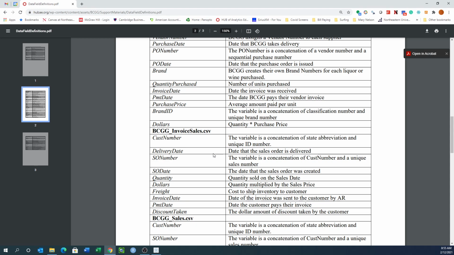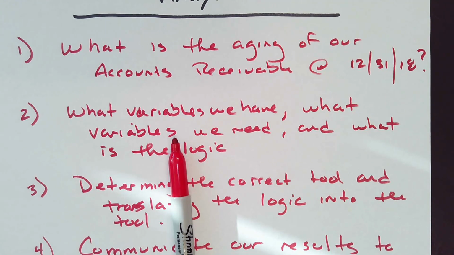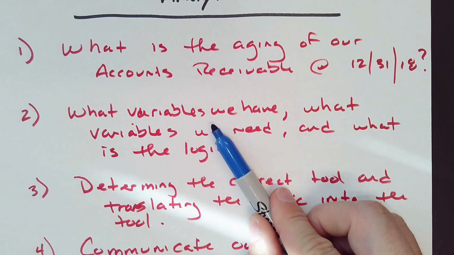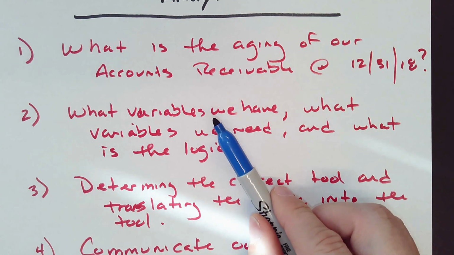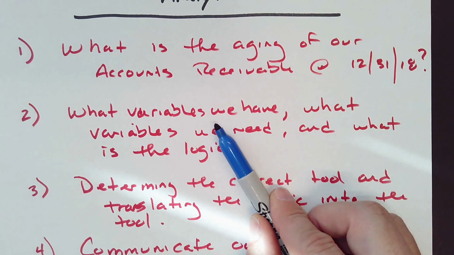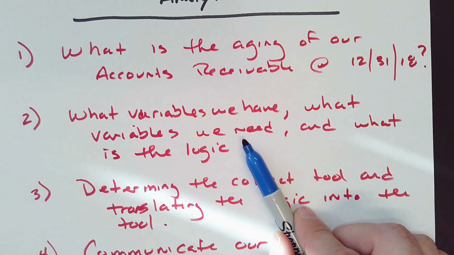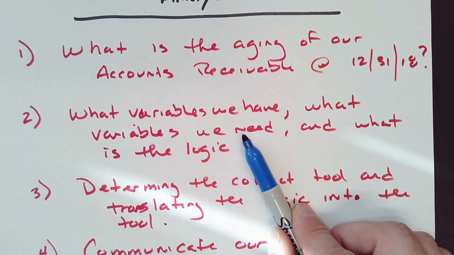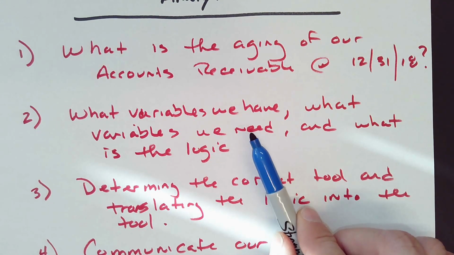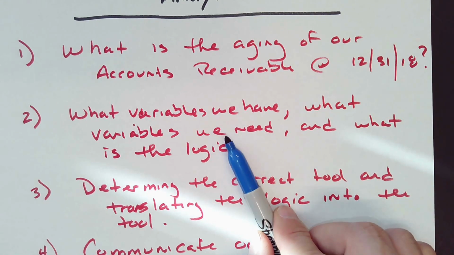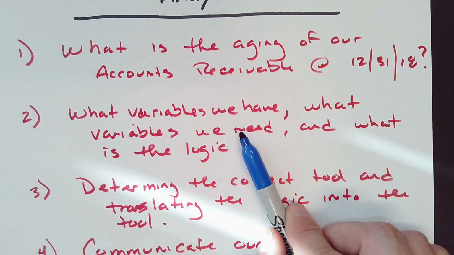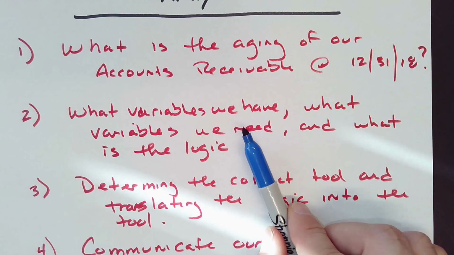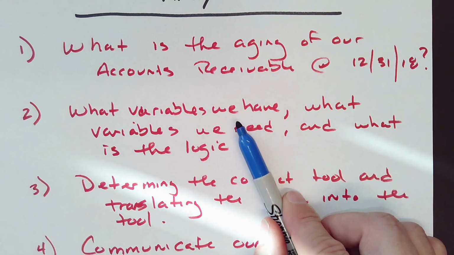So it looks like the variables that we have in this case are freight, dollars, payment date, invoice date, customer, and delivery date. Variables that we're going to need is, well, a new variable that adds freight and dollars together. So total amount owed is going to be a variable we need. And we're also going to need another variable that's going to give me the buckets of how long these unpaid invoices have been outstanding. So we need two new variables, and we've got a number of other variables that we already have.